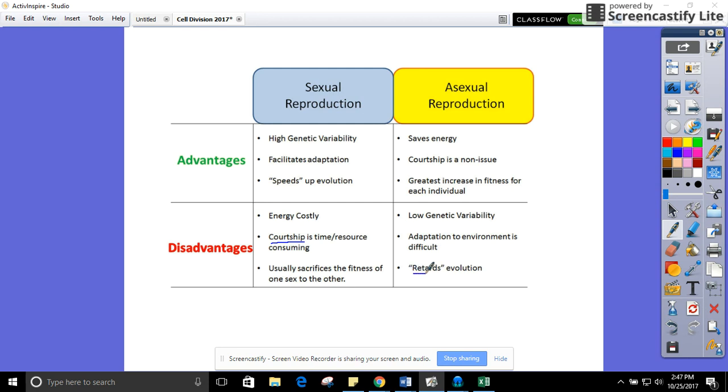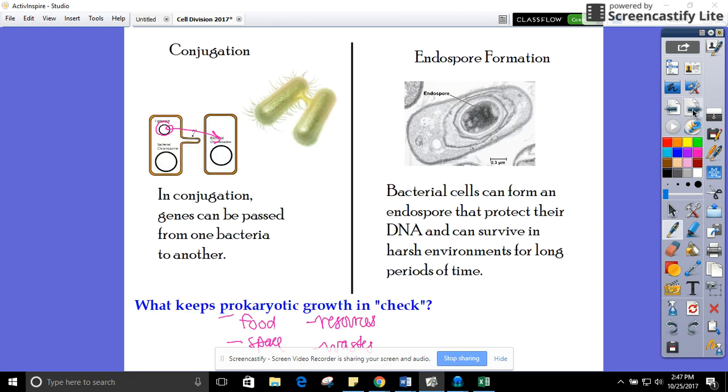And the other word that students ask about is retards. Retards means to slow down evolution. So because these are all alike, there's no genetic variability. The asexual reproduction will slow evolution. You won't see a lot of change. Some ways that prokaryotes can sexually reproduce is a process called conjugation. And then endospores is another way to protect DNA and survive for long periods of time.